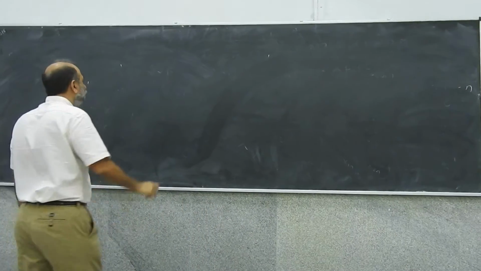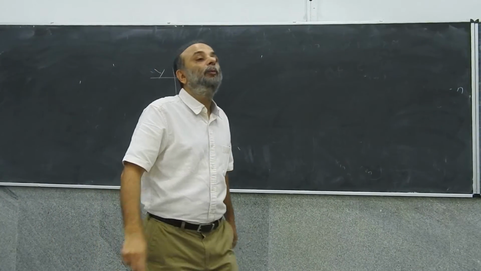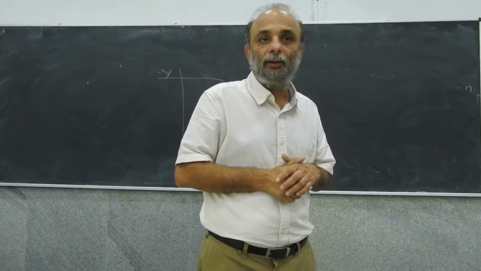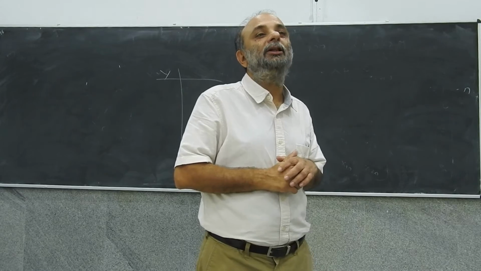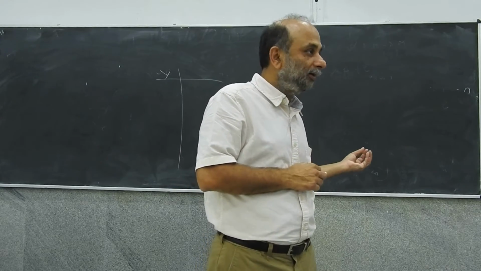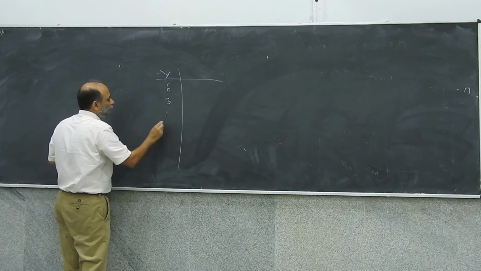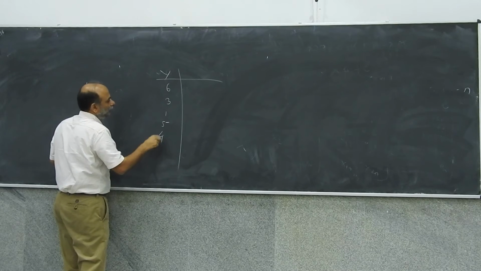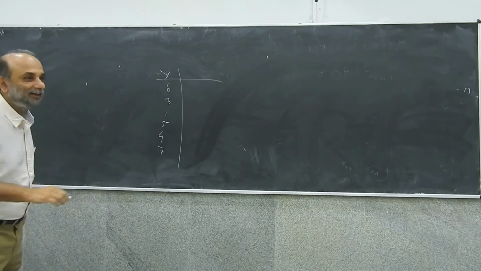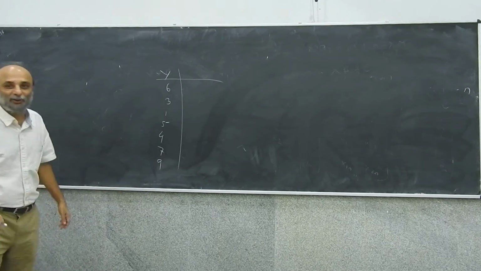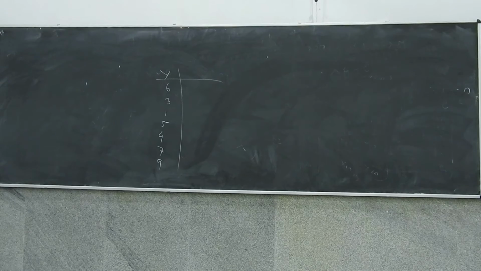So let me tell you, suppose I have y, which could be the marks that you have scored in your end semester examination. I am going to assume that your end semester examination is out of 10 marks, so that I can get simple numbers here. Suppose you score marks like 6, 3, and so on. So suppose these are your end semester marks. So this is your y: 1, 2, 3, 4, 5, 6, 7.